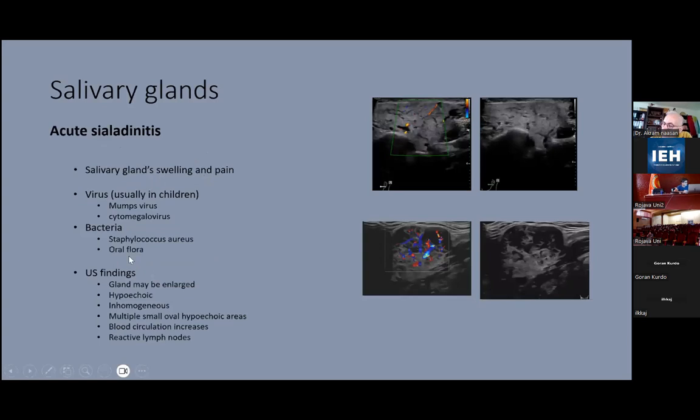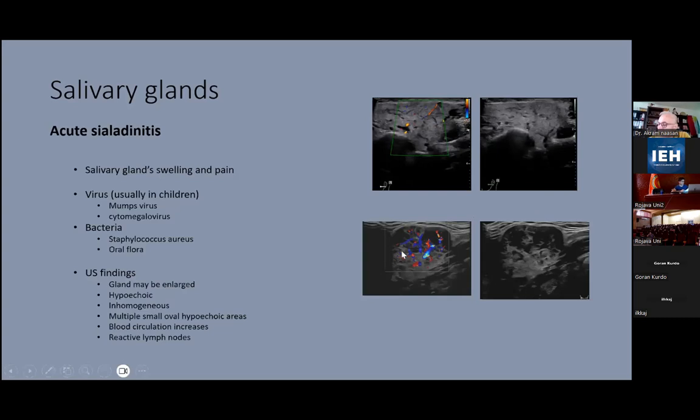In the ultrasound, this is the parotid, that is submandibular. We can see that the gland is enlarged. It's hypoechoic and inhomogeneous. You have multiple small oval hypoechoic areas. The blood circulation is increased, and you might have reactive lymph nodes.